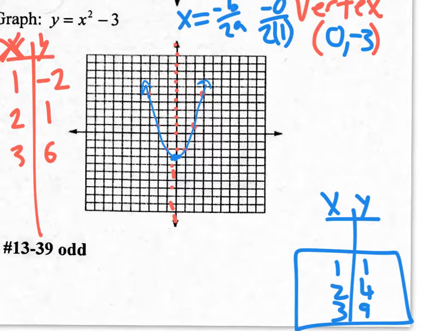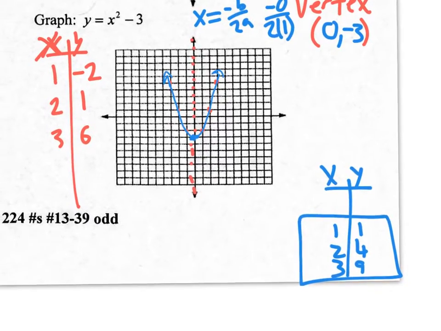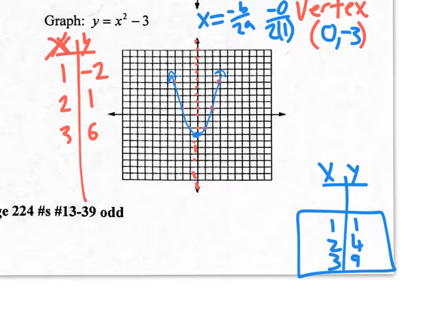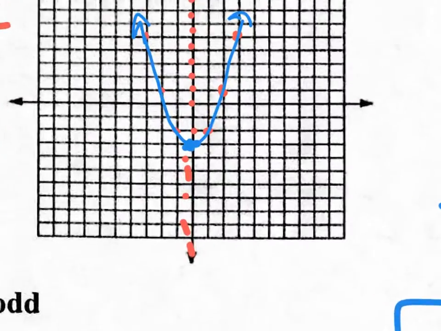Now it's boxed in for a reason, because any parabola with the a value of 1 is going to have this pattern from the vertex. Let me repeat that. Any parabola with the a value of 1, or even negative 1 for that matter, okay? Any parabola with the a value of 1 is going to have the pattern 1, 1, 2, 4, 3, 9 from that vertex.